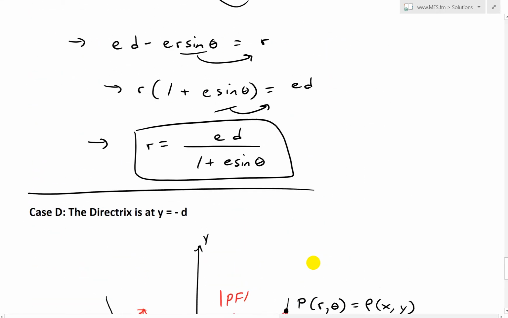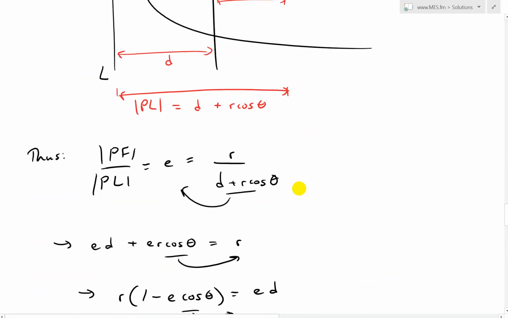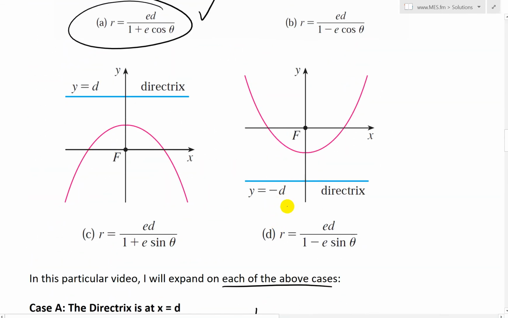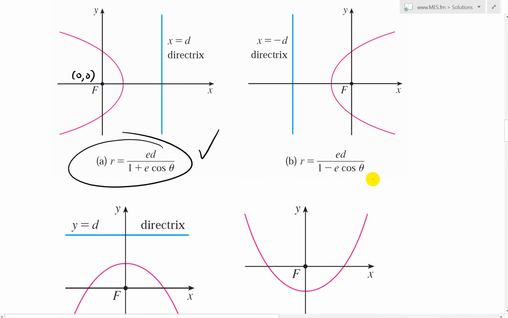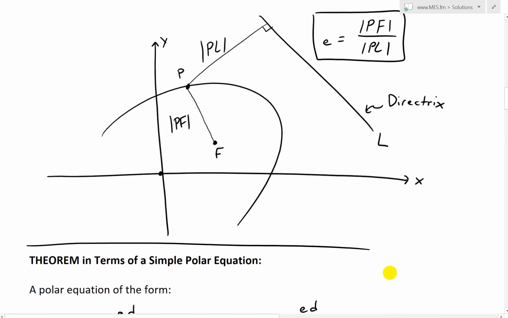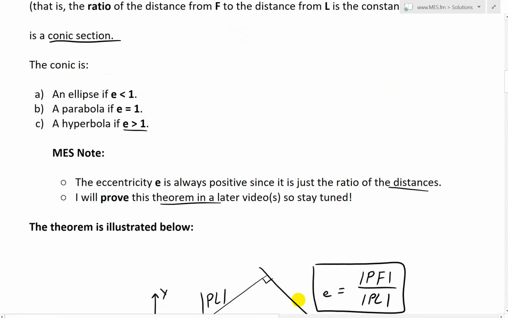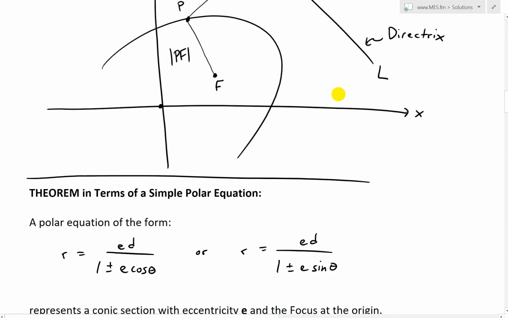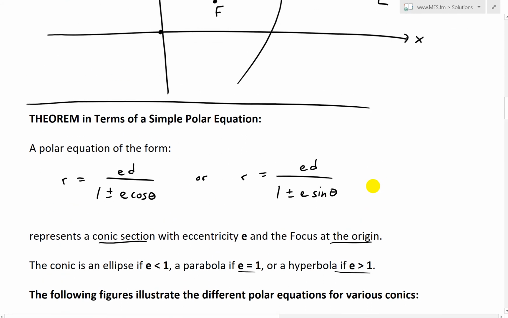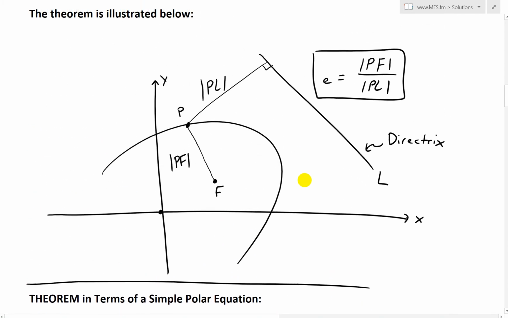This is exactly as expected over here, scrolling all the way up to the case D, the graph right here. When it's negative d, we have r equals ed divided by 1 minus e sine theta. So plus, minus, sine, and sine. This one's cosine, and cosine is plus and minus. Anyways, that is all for today. Hopefully you followed along. I just wanted to show how we can put this exact theorem in polar coordinates, so we get a simple formula of this form, and depending on if it's vertical or horizontal, it's going to change from cosine or sine or plus or minus, and so on.